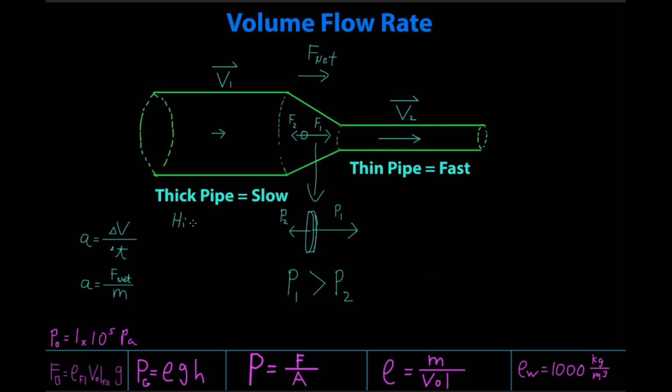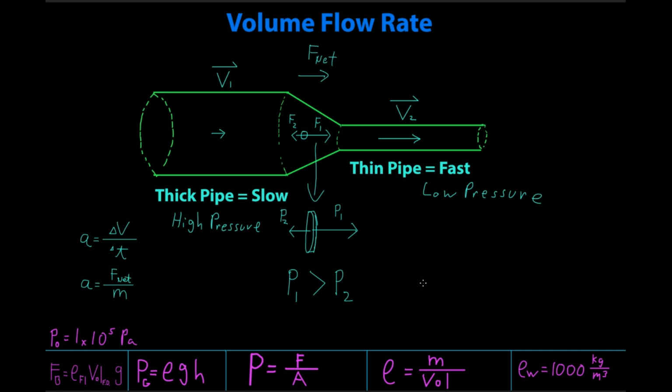So thick pipe, slow moving, high pressure. Thin pipe, fast moving, low pressure. We're going to discuss this in more detail in my next video, but basically put, you can't get something for nothing. If velocity increases, and spoiler, we're about to get into kinetic energy, that can't come out of thin air. What do you lose? Well, you lose pressure.